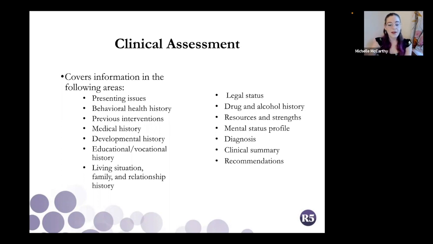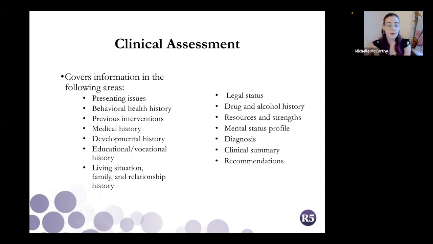Okay. One thing to keep in mind though when you do a clinical assessment is there is no set order that you need to do things in. So when you're doing an assessment, it's set up in this order that's listed on this slide. But as you get used to doing them, you might find that jumping into presenting issues right off the bat is sometimes not helpful or appropriate for the client.